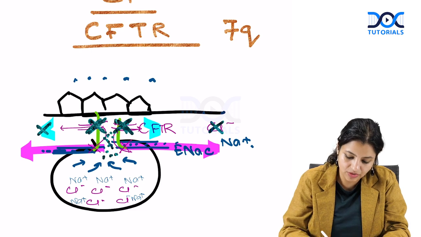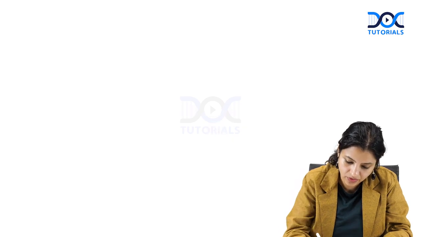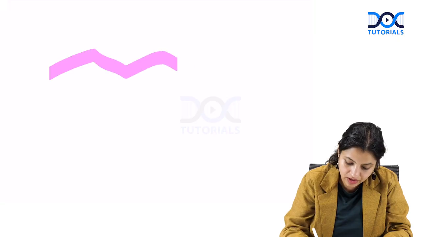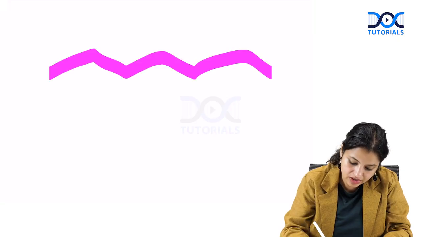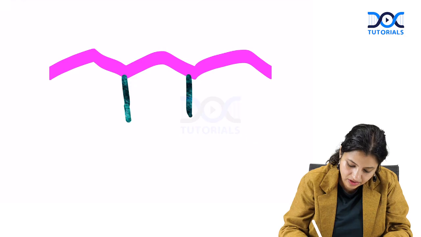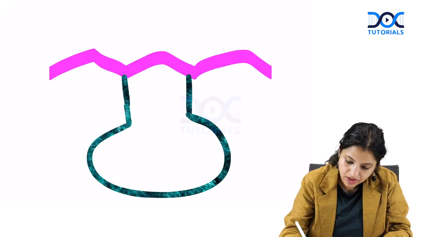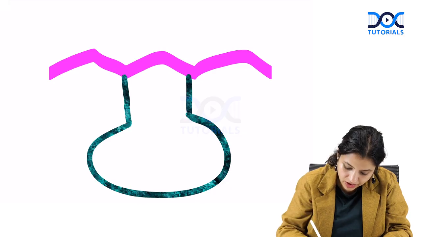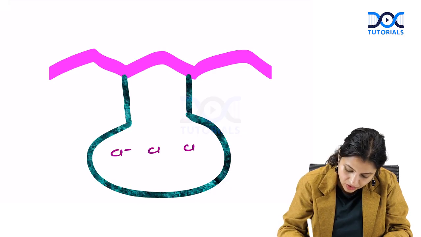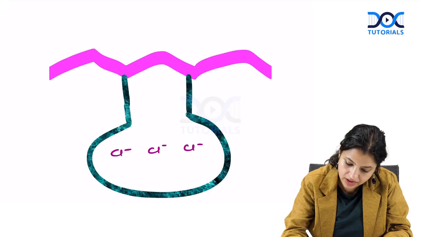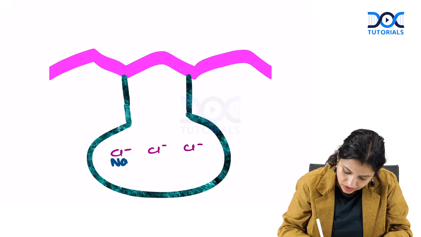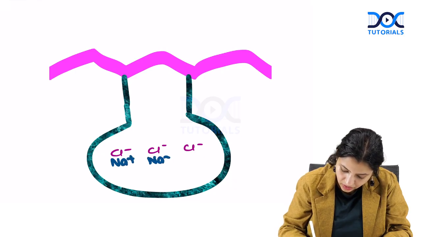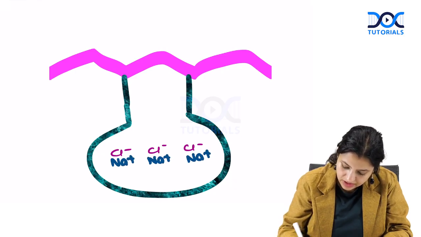So let me draw this here. This pink one is your skin, and these are your sweat glands, let's say. The pink one is chloride, as I have already told you. This is a lot of chloride here. And let us say sodium is blue. So this is sodium and chloride, which is excessively produced.